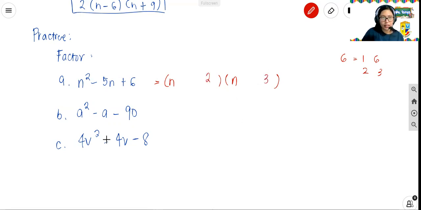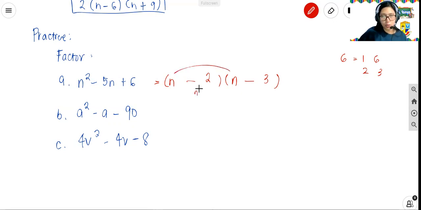How about the sign? There is negative and positive. So that's negative and negative. You know why? It's because when I multiply negative 2 and negative 3, that will give me a positive 6. So positive for the third term. So let's check if our answer is correct.